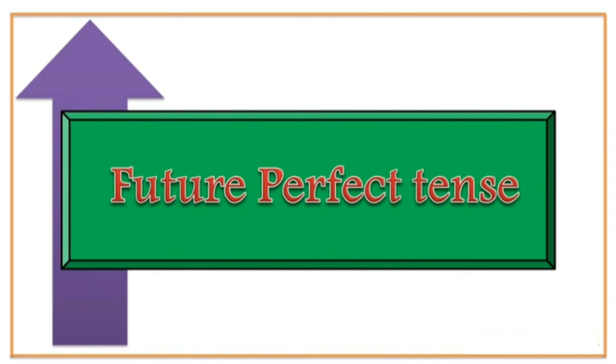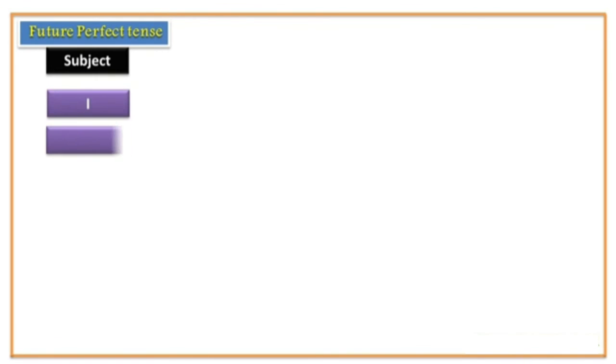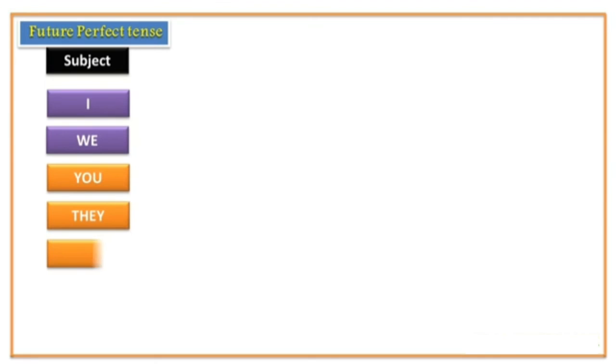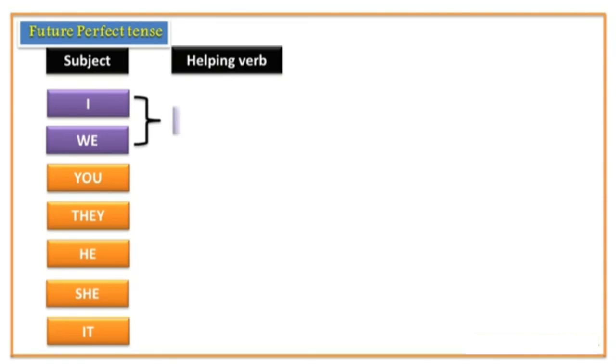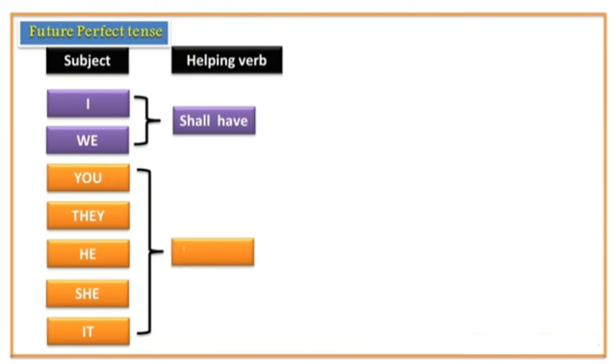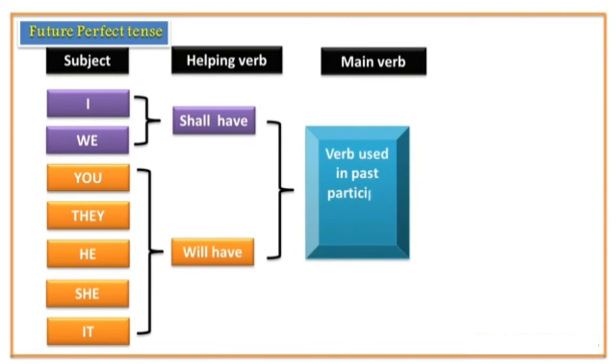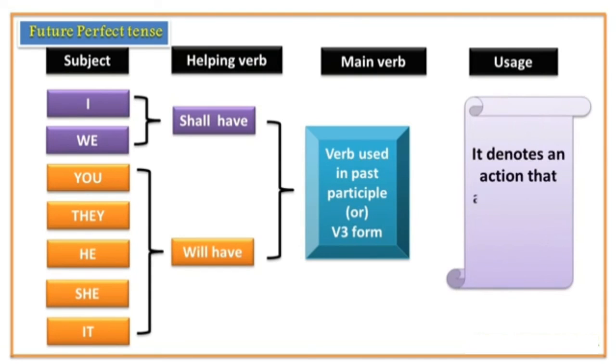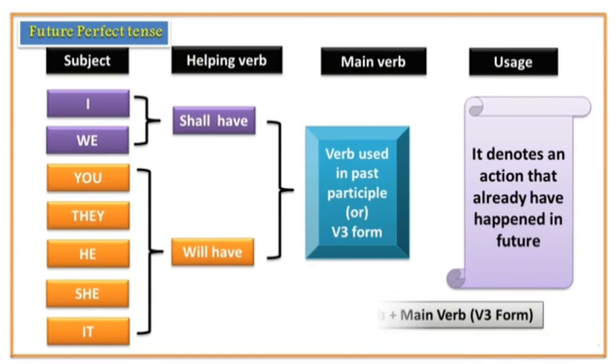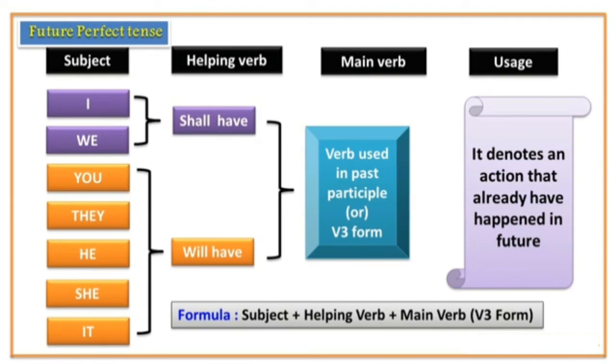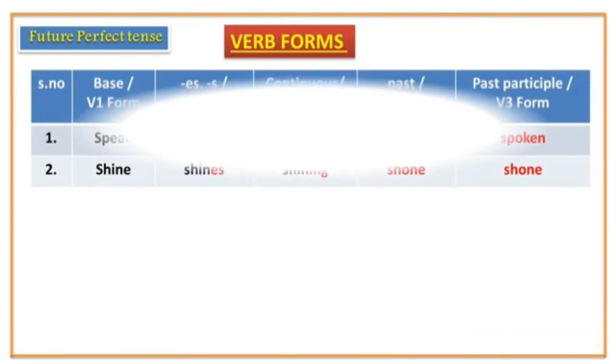The future perfect tense is used to express an action that will be completed at some time in future. Future perfect tense is formed by using shall have or will have with the subject, and the main verb will end in the past participle form. Look at the following examples.